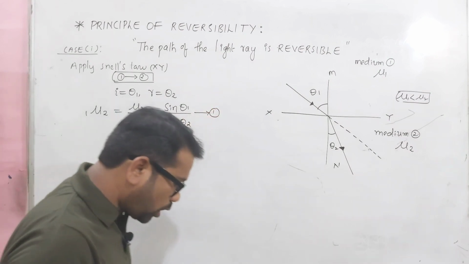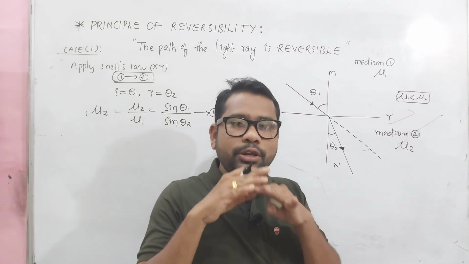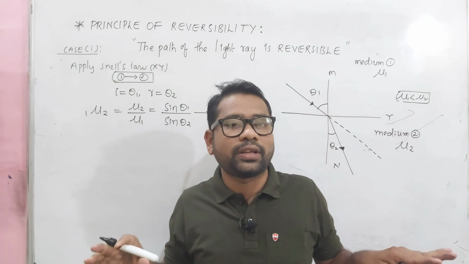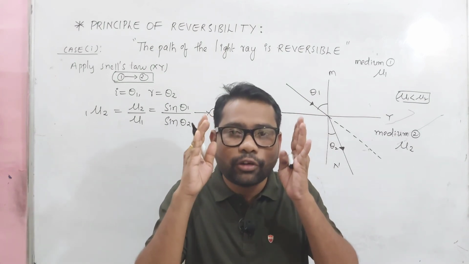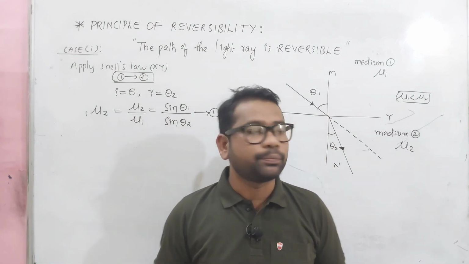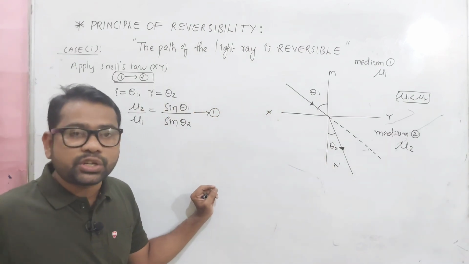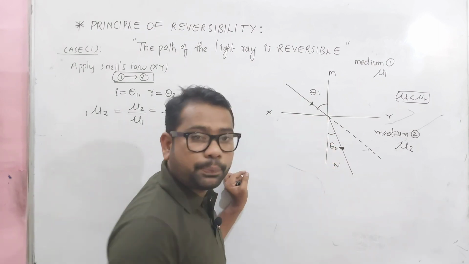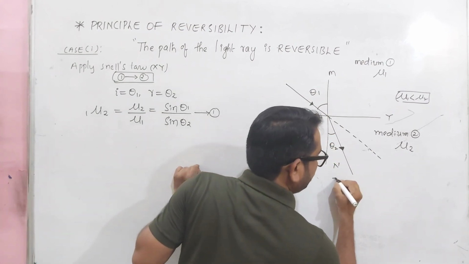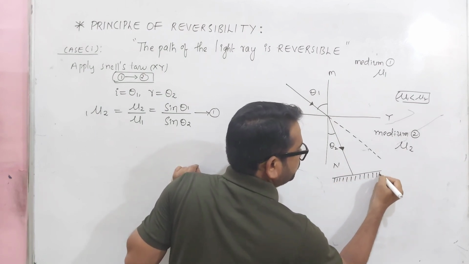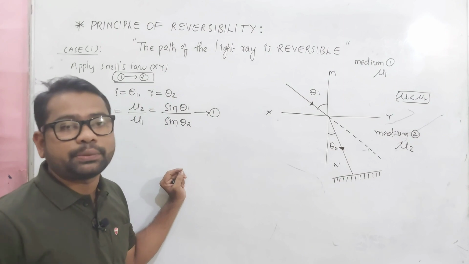Clear, children? What have we done? Nothing new has been done here. We have simply applied Snell's law of refraction. Now, what we are going to do, dear children, is this: for the path of the refracted ray, which is going like this, let us keep one plane mirror perpendicular to its path. Very, very important.